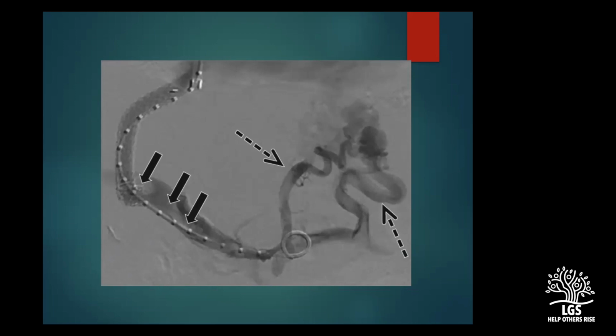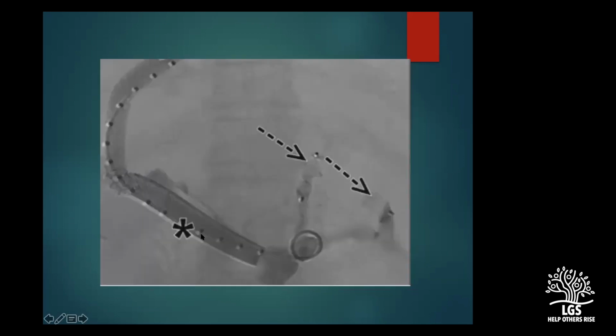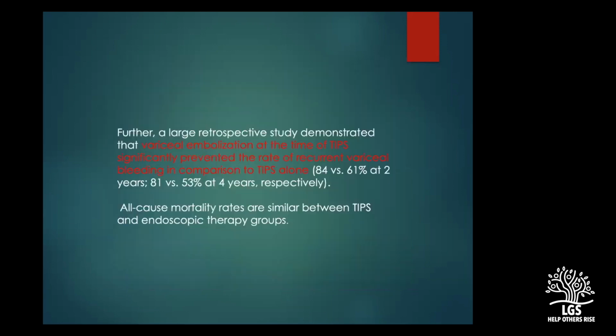But there are a lot of papers which show that TIPS along with variceal embolization has got a better prognosis compared to just TIPS alone. And that is what they say. So if the wire gets into these varices, we can use an Amplatzer plug, we can use coils, we can use glue to block off the left coronary vein, so that the esophageal varices are also treated at the same time. And this is in cases of variceal bleed.